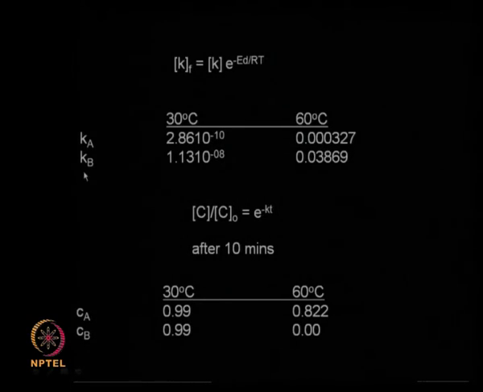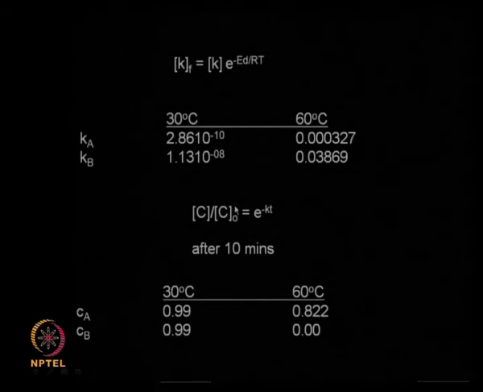Similarly, for the second lipase at 30 degrees I get the K as this, and for the second lipase at 60 degrees I get the K as this. So you can see as the temperature increases, the K value also increases, you see that, okay.